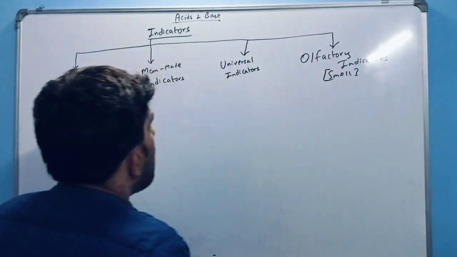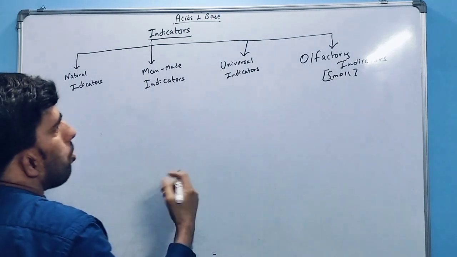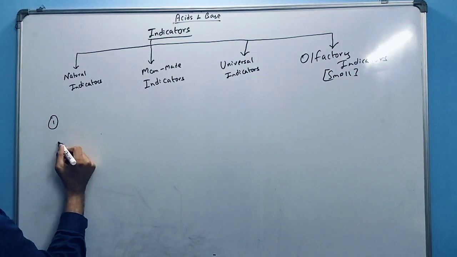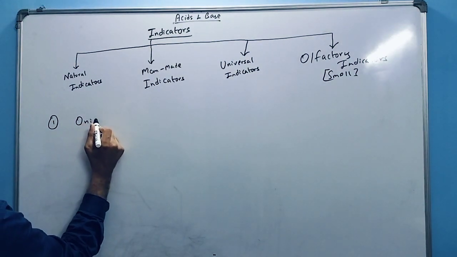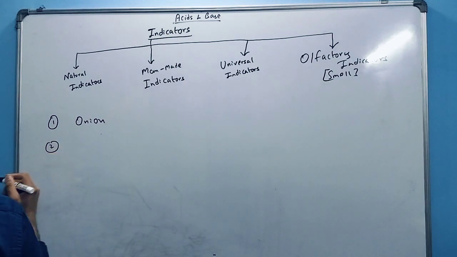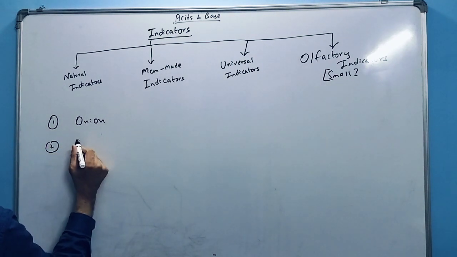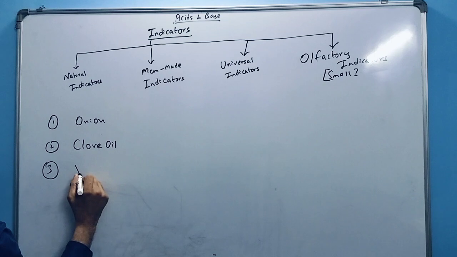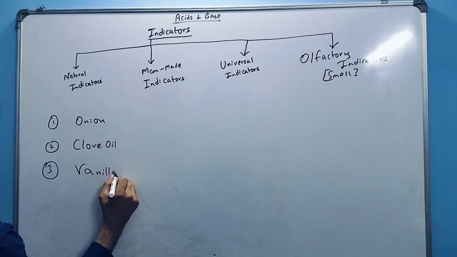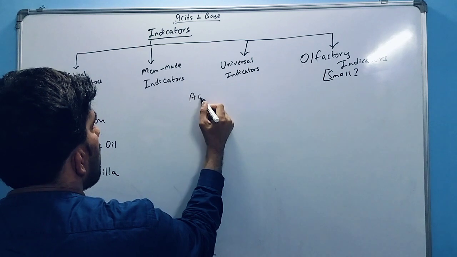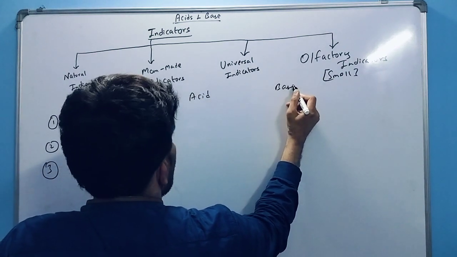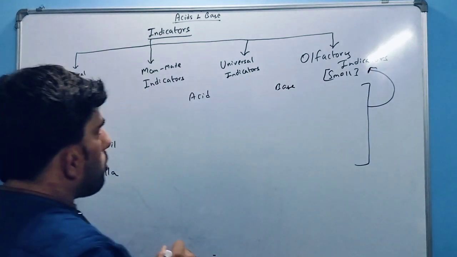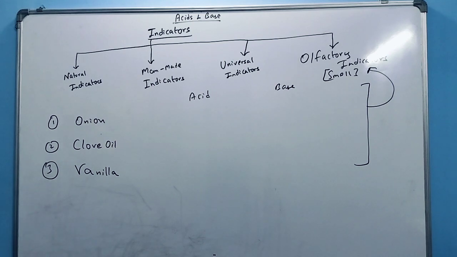Now we'll talk about olfactory indicators. For olfactory indicators, the first one is onion. Then the second one I am talking about is clove oil, and the third one is vanilla. These three are the olfactory indicators.